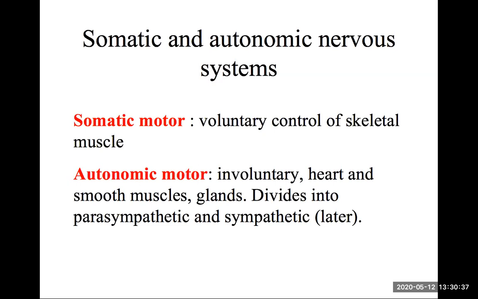So somatic motor division involves the voluntary control of skeletal muscle. Okay, so you want to reach up and scratch your nose, you're going to be sending signals to skeletal muscle, which leads to muscle contractions and allows you to scratch your nose. The autonomic motor division is going to tie in with involuntary muscles, smooth muscle and cardiac muscle.